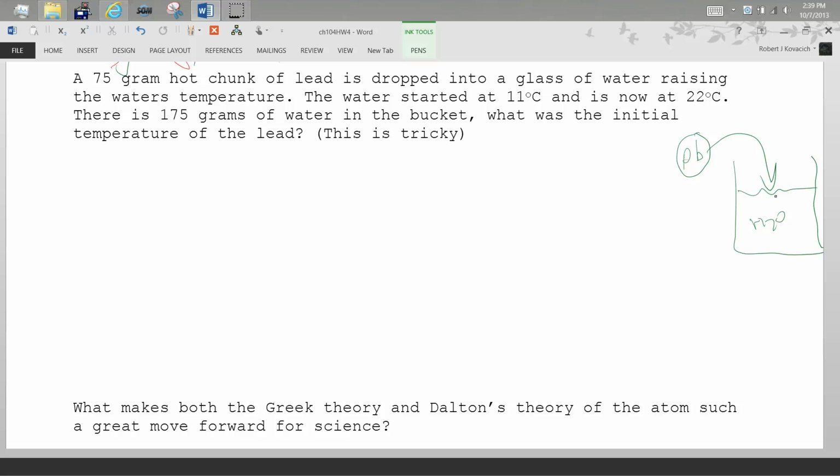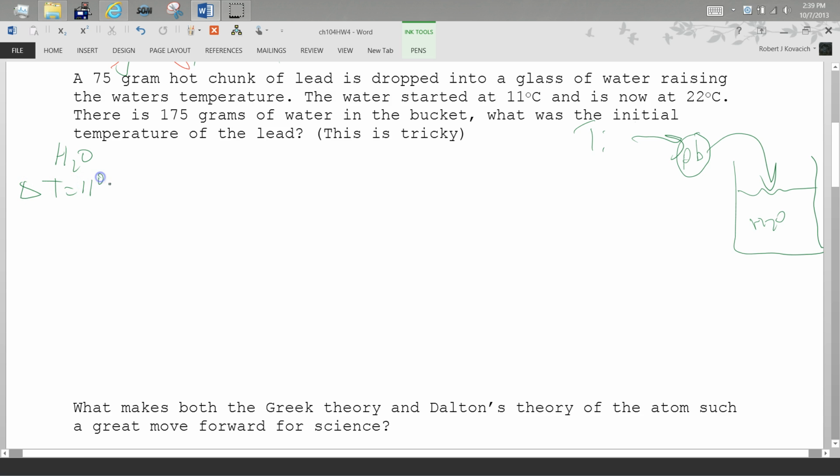The water's temperature rises. So what I'm trying to figure out is, what is the lead's initial temperature, before it gets put into the water? I'm gonna have to do some back calculations here. What can I calculate right off the bat? How much the water temperature rose. Right away we can say that the water temperature rose 11 degrees Celsius. So let's start a little list here. For the water, my change in temperature is 11 degrees Celsius.